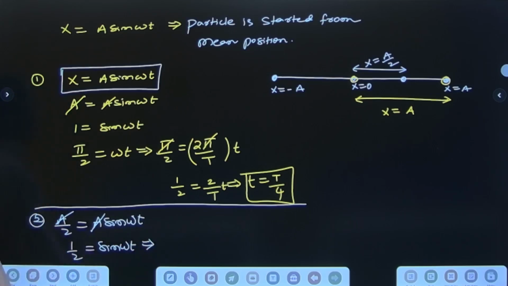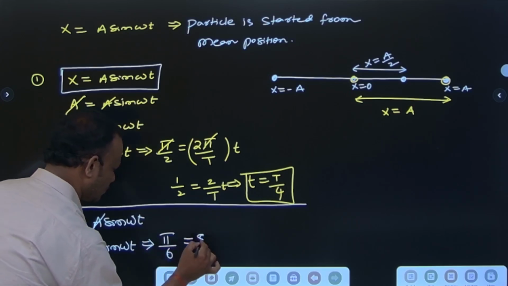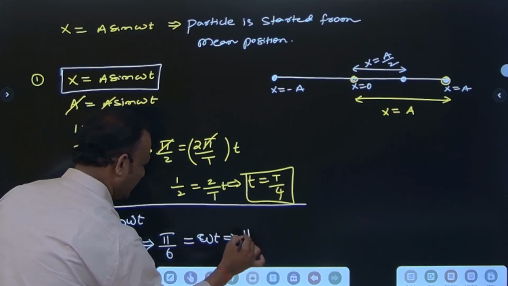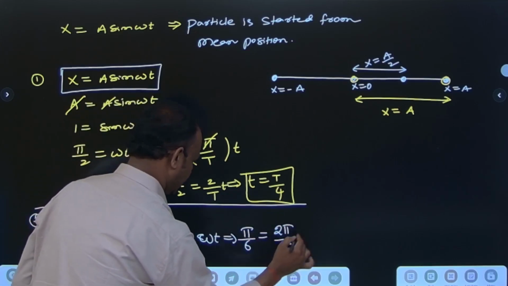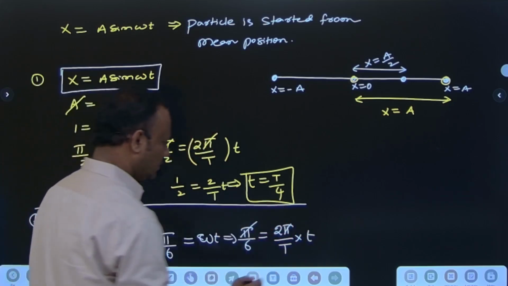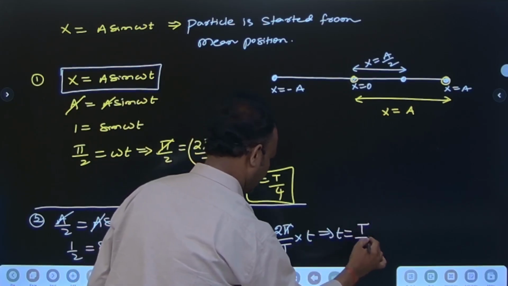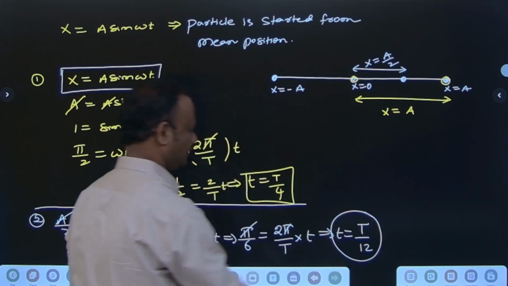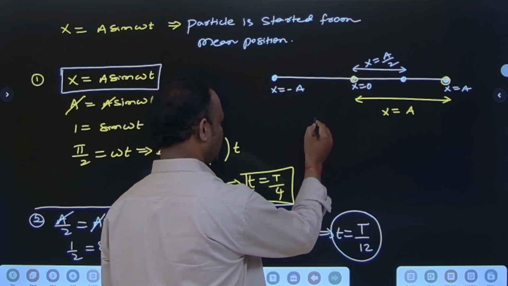In the sine table, where is 1 by 2? 30 degrees. 30 degrees means pi by 6. Pi by 6 is equals to omega t. Omega means 2 pi by T into t. Pi and pi cancel. So then small t is equals to T by 12 is the relation. The time taken from here to here is T by 12.